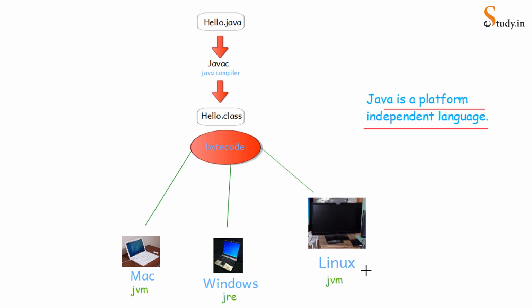Now, JVM is a very small software compared to compiler, which, as I told you earlier, is difficult to create and expensive in terms of time, in terms of resources. But JVM is a very small software and it can be easily made for different platforms. So this is how Java compilation process differs from ordinary compilation.